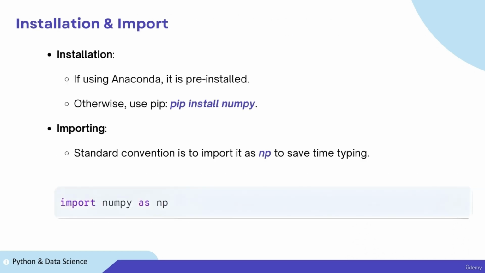Let's get this set up on your machine. If you are using the Anaconda distribution, it comes pre-installed. If you are using a standard setup, you simply go to your terminal and type pip install numpy. Now, regarding the import, the standard convention in the industry is to import it using the alias np. So we type import numpy as np. This saves time typing, but more importantly, it signals to other developers that you are following standard practices.